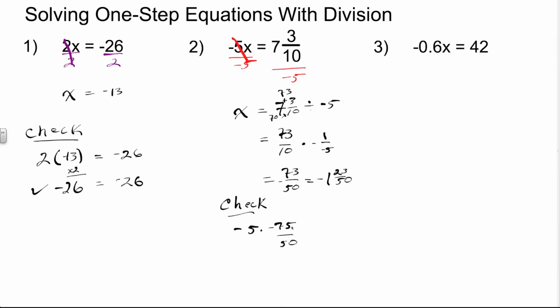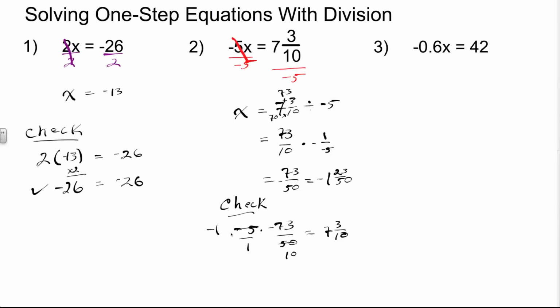And that should be a 73, not a 75. And that needs to be equal to a positive 7 and 3 tenths. So on the left-hand side, we'll do some multiplication. If you need to put that over 1, you can, that negative 5. And here, before we multiply numerator to numerator and denominator to denominator, we can cross-cancel across this multiplication. We can use a factor of 5. 5 goes into negative 5, negative 1 times. And 5 goes into 50, 10 times.